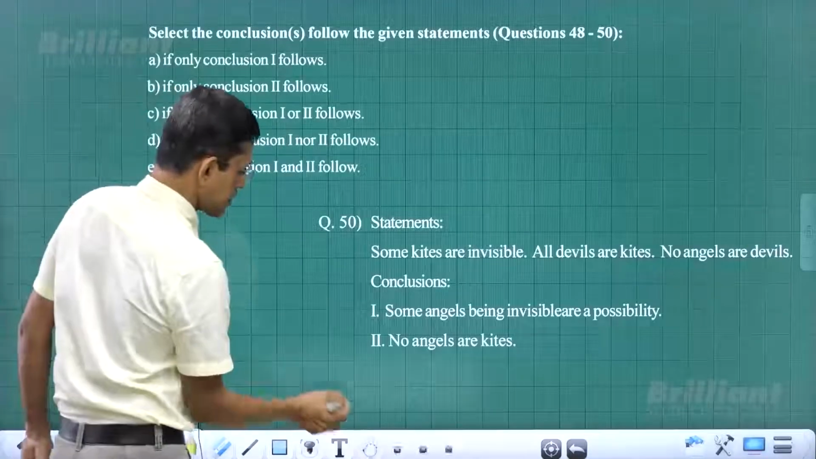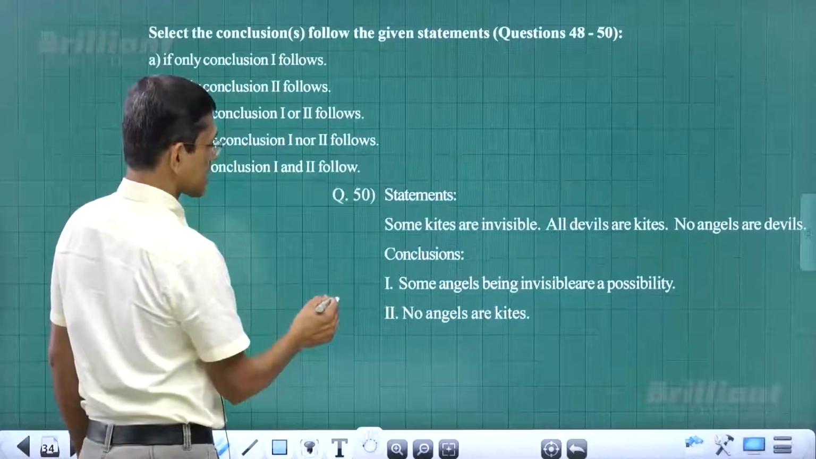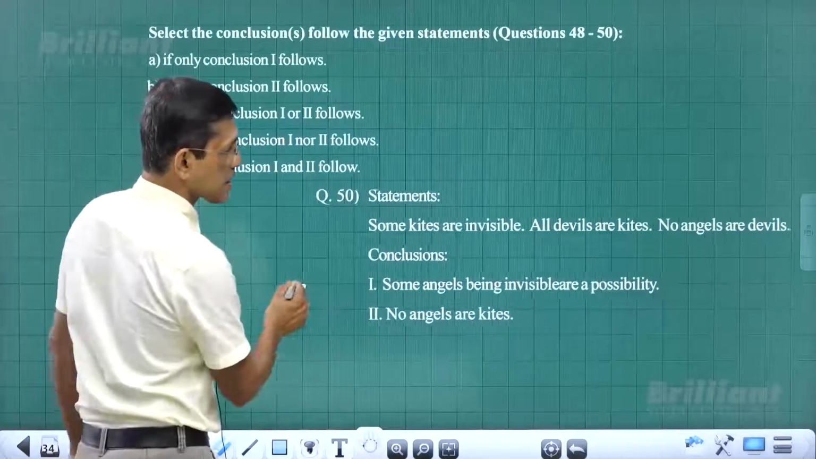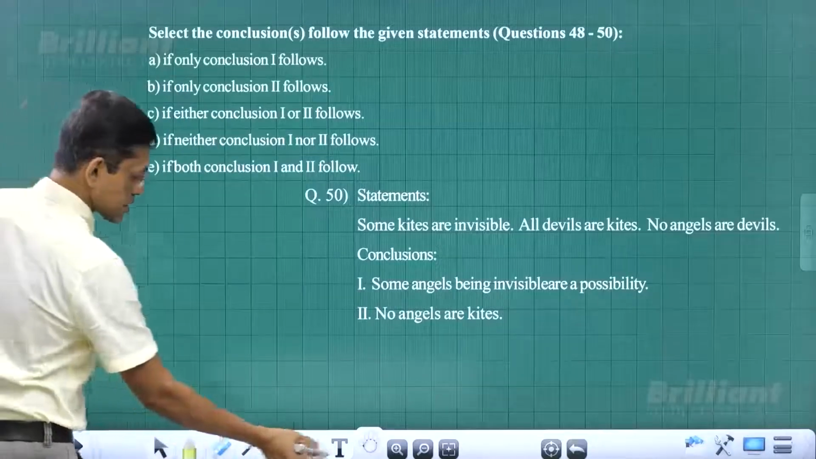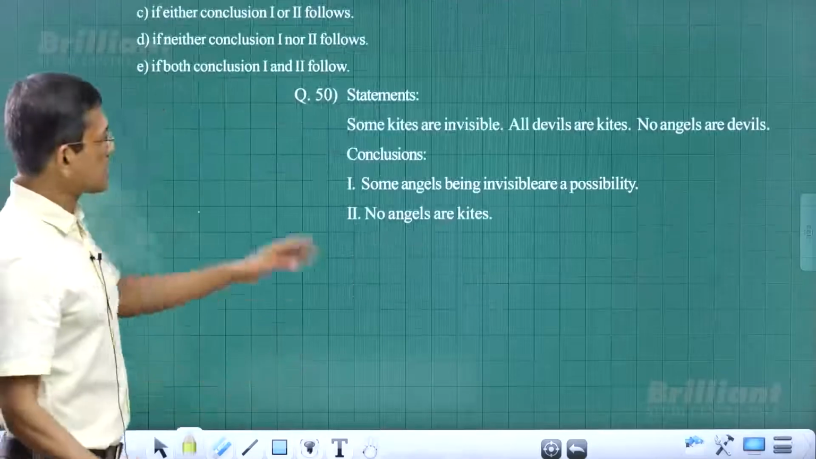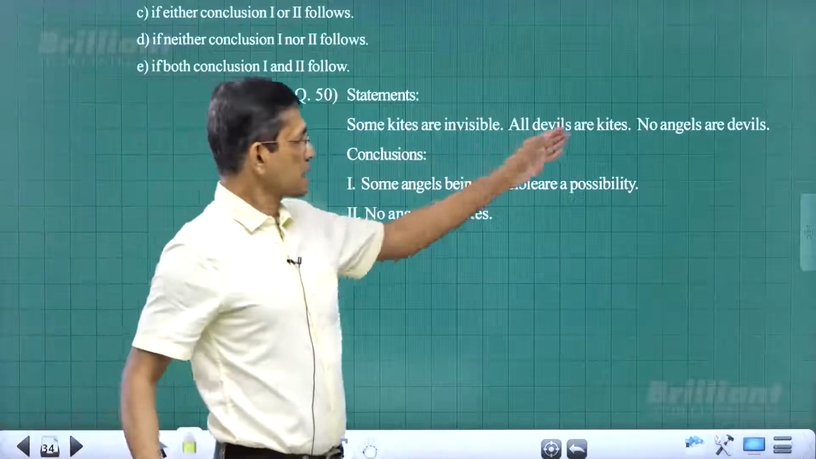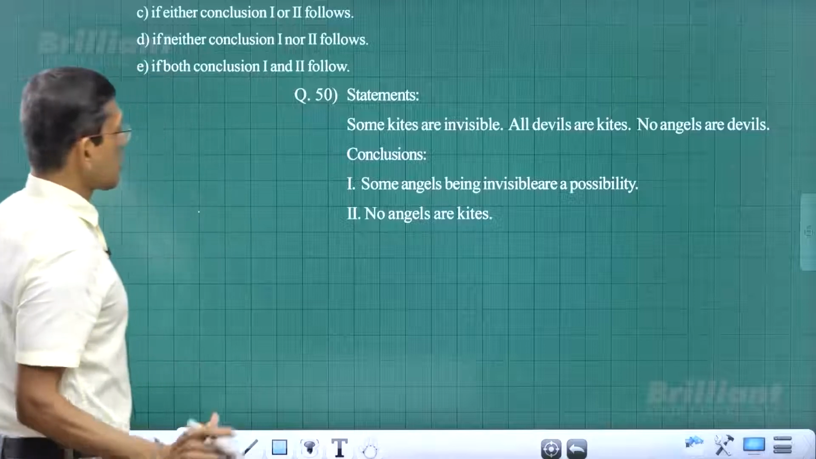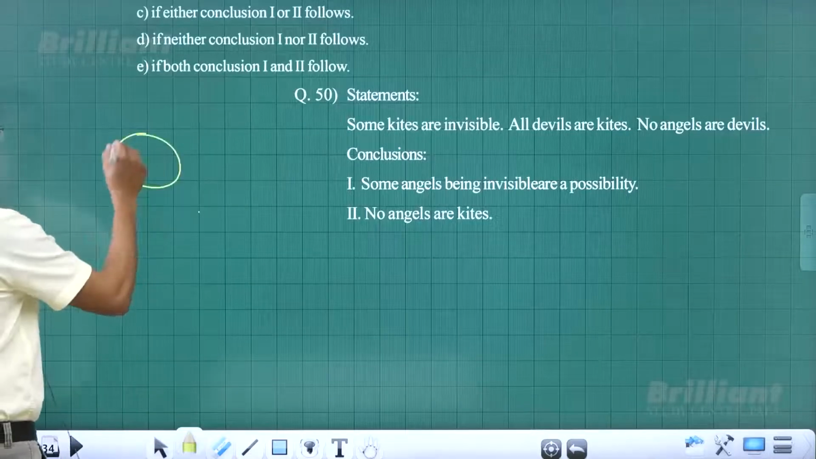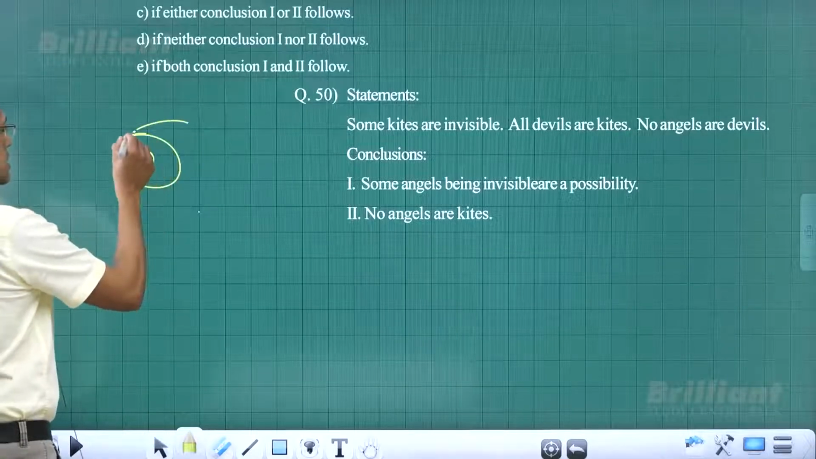Number 50. Okay, so pretty much we are getting close to our milestone for the day, right? So let's look at that question. Some kites are invisible. All devils are kites. No angels are devils. Okay, that's interesting. All devils are kites. Okay, that's fine.